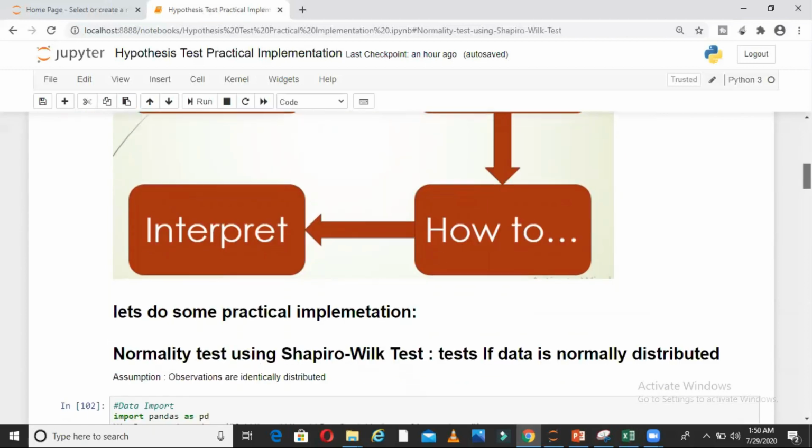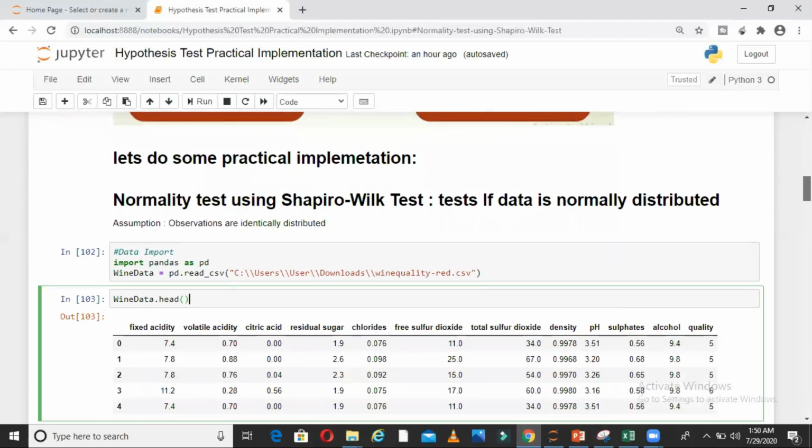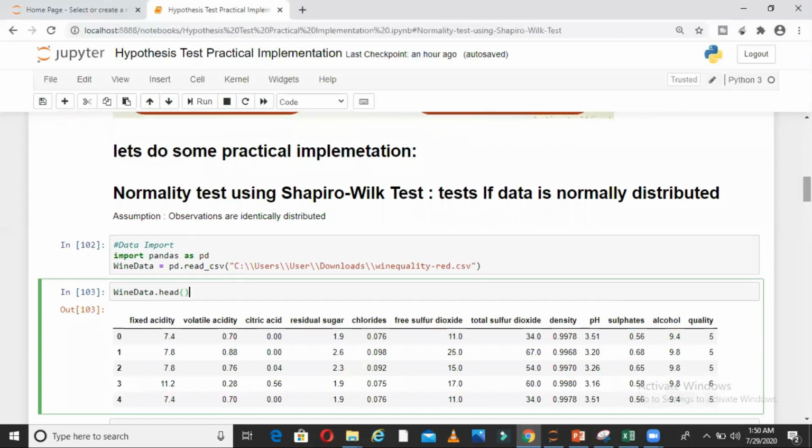So in this Jupyter notebook, I have taken some of the important hypothesis tests, and I'll try to make you understand how we use those concepts that I was discussing in my theoretical video on some data. So let's do some practical implementation, guys. The very first test which I am going to show you is known as the normality test using the Shapiro-Wilk test.